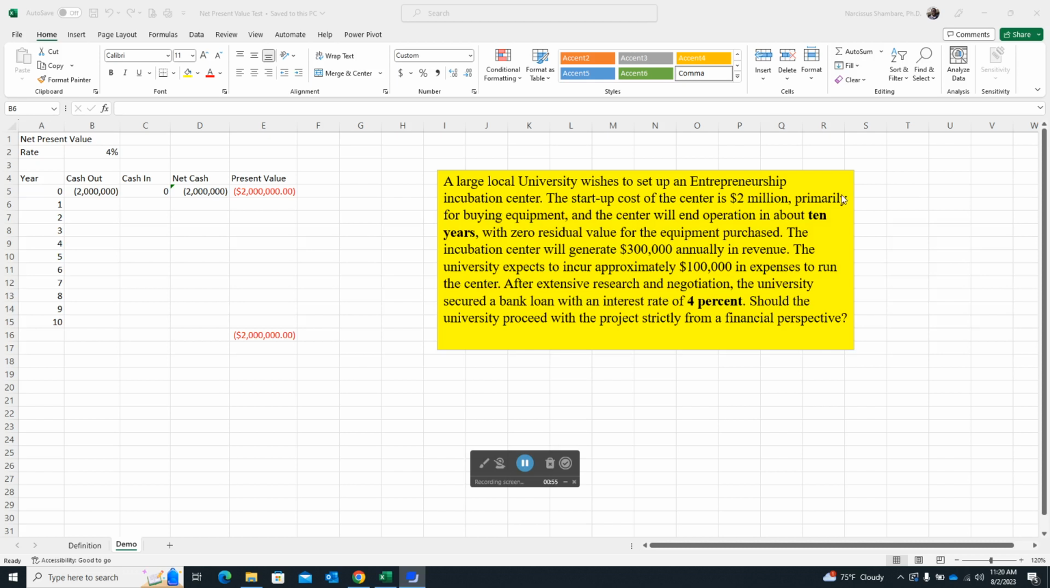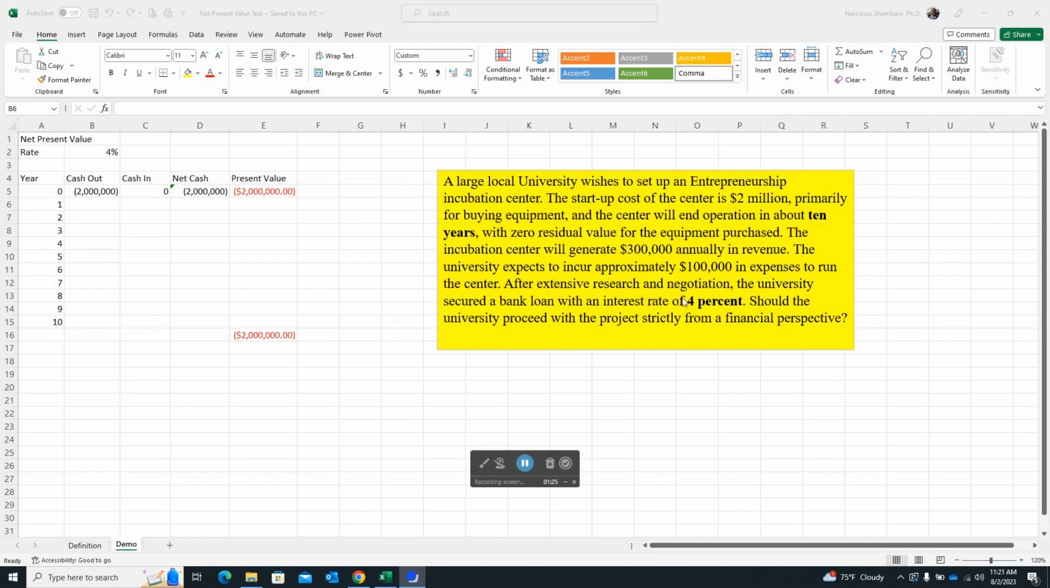primarily buying equipment. The center will also end its operation in about 10 years time. So the project is actually set for 10 years, and after 10 years there won't be anything else left. The equipment is assumed to be of no value by that time. It's also expected that this center will generate annual revenue of about $300,000 while incurring expenses of about $100,000.